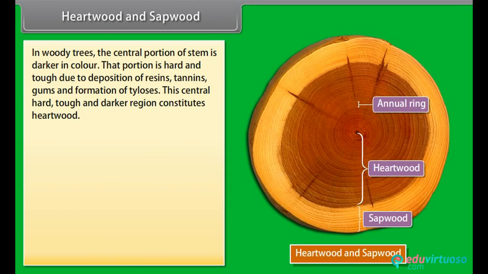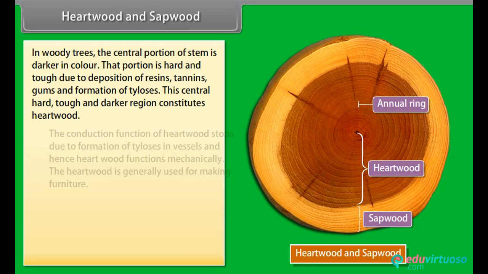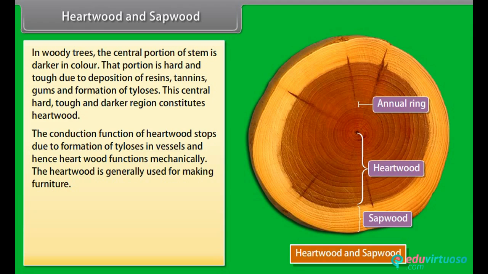Heartwood and sapwood. In woody trees, the central portion of the stem is darker in color. That portion is hard and tough due to deposition of resins, tannins, gums, and formation of tyloses. This central hard, tough, and darker region constitutes heartwood. The conduction function of heartwood stops due to formation of tyloses in vessels and hence heartwood functions mechanically. The heartwood is generally used for making furniture.